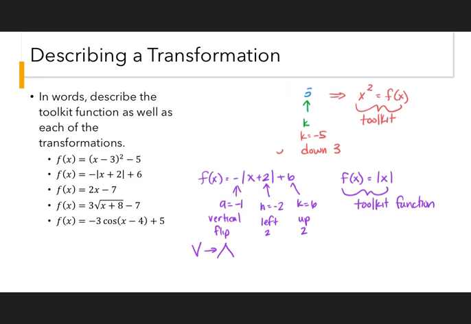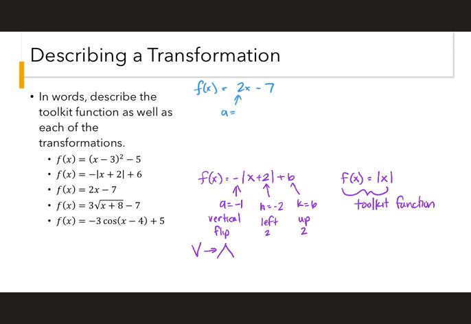Let me erase this one. All right, f of x is 2x minus 7. Okay, two things. Number one, I've got an a. It's a positive number, which means I'm stretching it by a factor of 2. So this is going to be, we call them a vertical stretch by 2. Okay, so it's going to be twice as tall.